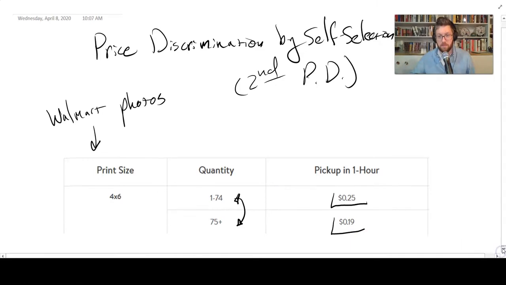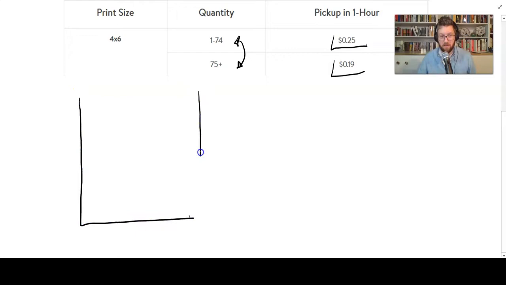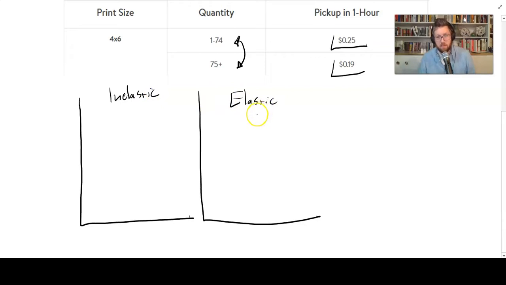Let's take a look. So let's suppose for Walmart, they believe that there are two underlying populations of consumers who want to buy photos at Walmart. Okay? There's people with inelastic demand, and there's people with elastic demand. So the elastic demand people are price sensitive, and let's say the reason they're price sensitive is because they want to buy a lot of photos, and since they want to buy a lot of photos, they're going to shop around and try to get a good deal. Okay? They have a large need. Walmart's not the only place in town though, so they have to compete with these guys.